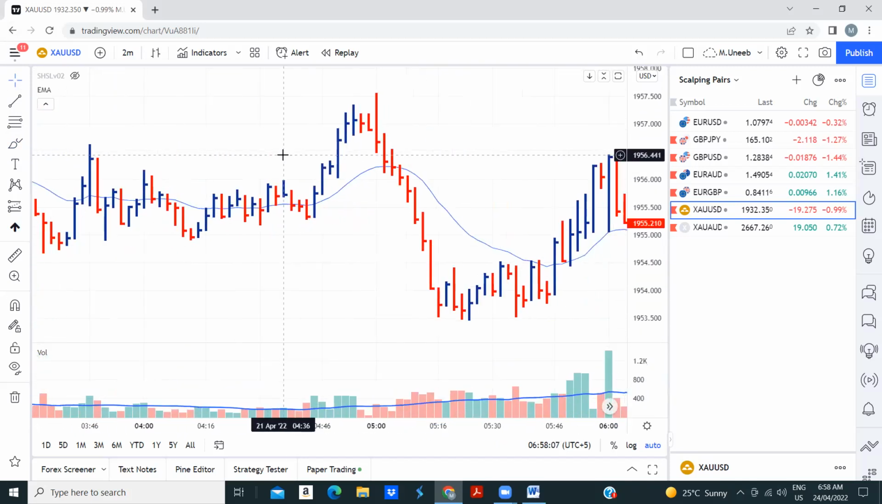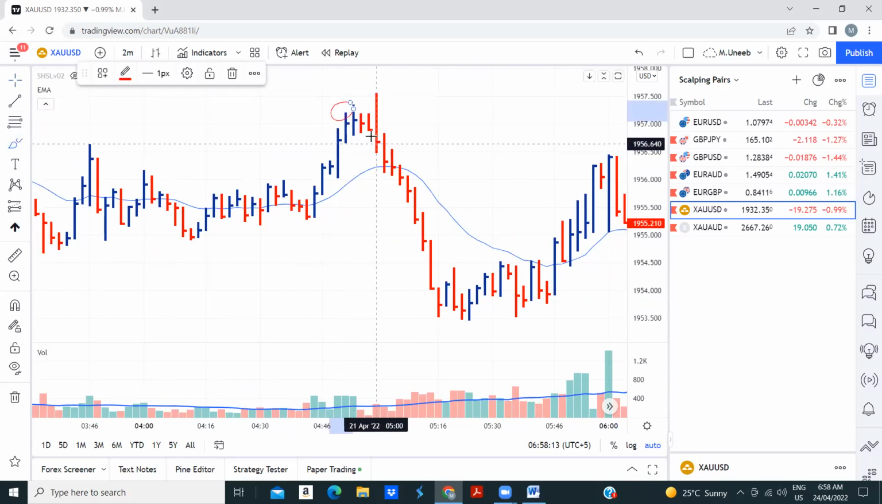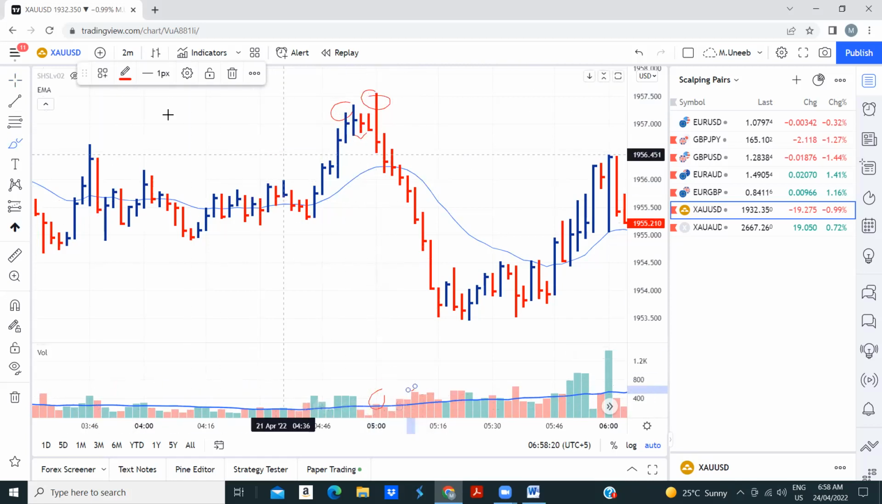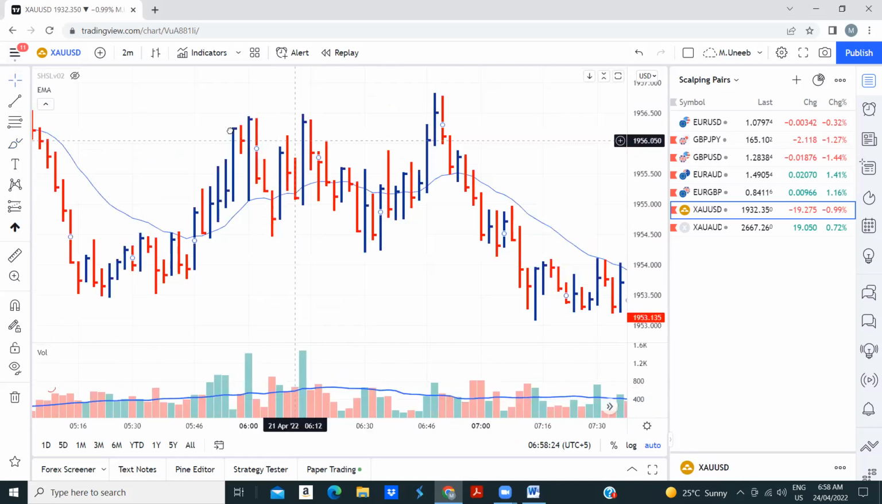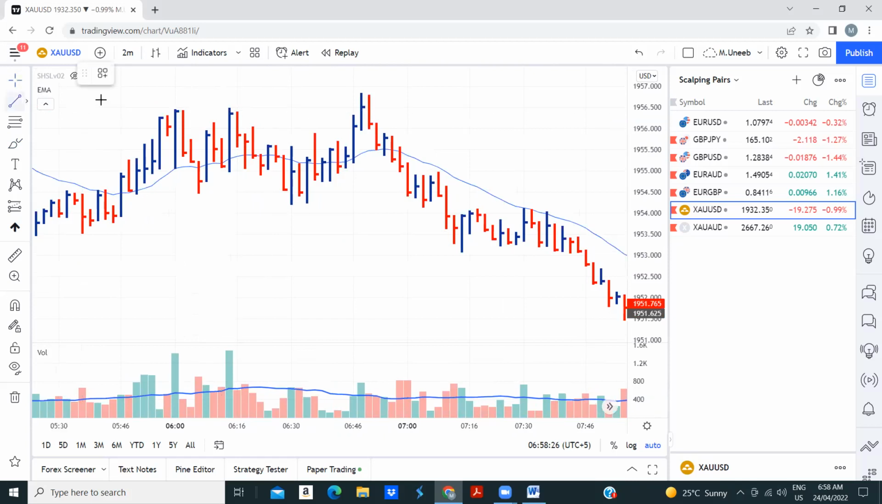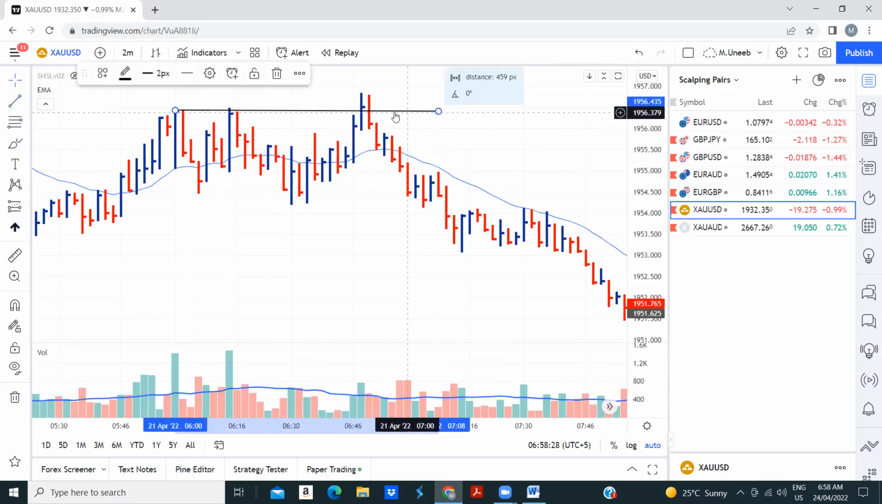Here as well, distribution. High volume at the bottom, and then on top, the last high volume, you can see high volume, consistently you can see high volume.